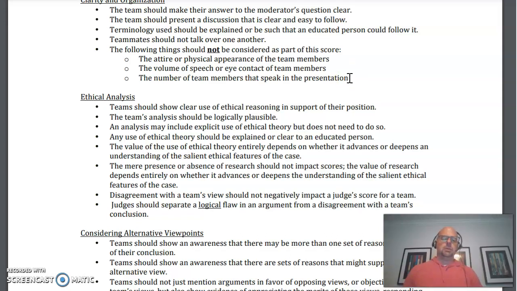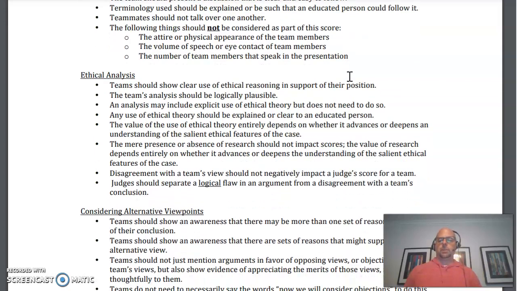Another thing that often comes up when we hear feedback from teams and judges is this idea of how many people spoke in a presentation. Some teams will prepare such that a given member of the team is the resident expert of a particular case, so they might respond almost entirely in the presentation. Other teams might share the work in a given case pretty considerably. That is not part of the scoring rubric. So whether one person talks or 5 or 6 people talk, the judges should not be considering that differently.